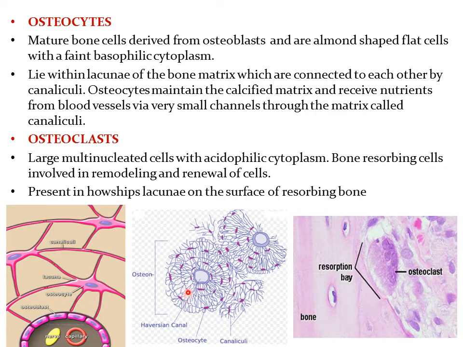cytoplasmic processes of the osteocyte, and this is the bony layer or lamella. This is one bony lamella, this is another lamella, and this is the Haversian canal, which contains the blood vessel and the nerve. And these canaliculi connect one osteocyte with the other.